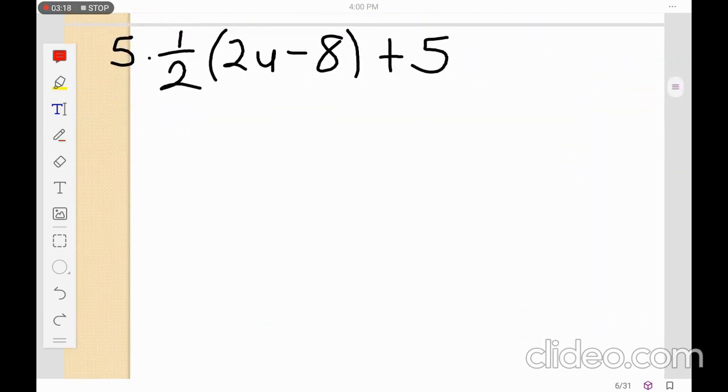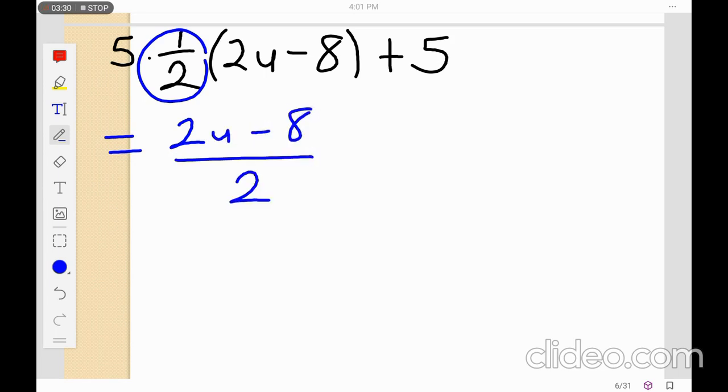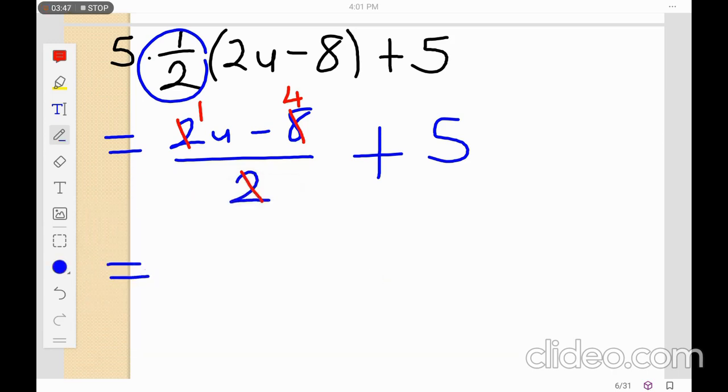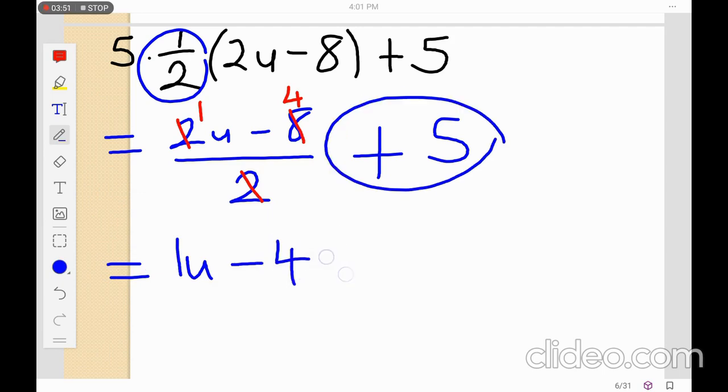Let's do another question. Okay, so for this question, we are multiplying every element with half there. It's as good as I can write it as 2u minus 8 divided by 2 plus 5 here, such that I'm saying 2 into 2, I get 1. 2 into 8, I get 4. Okay, then I can write that. This is another way I can now write my thing. I have 1u minus 4, then this plus 5 there.